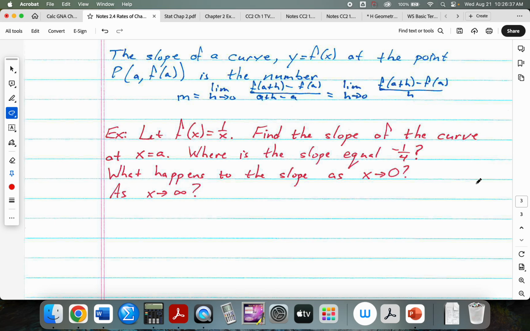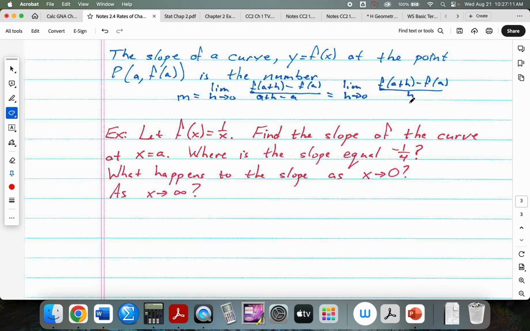So this defines what we just did. In slightly different terms, it's much condensed from Fermat's method. The slope of a curve, y equals f of x at the point a f of a, is the number m, which is the limit as h goes to 0 of f of a plus h minus f of a over a plus h minus a. Notice the denominator is always going to end up being just h.